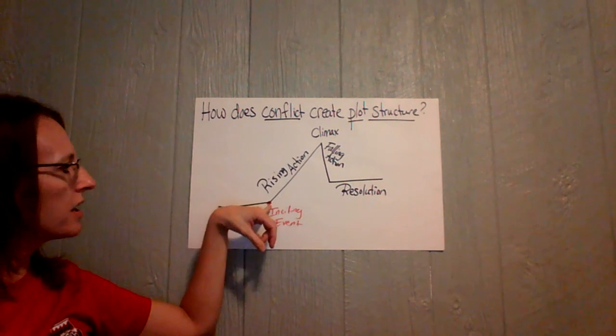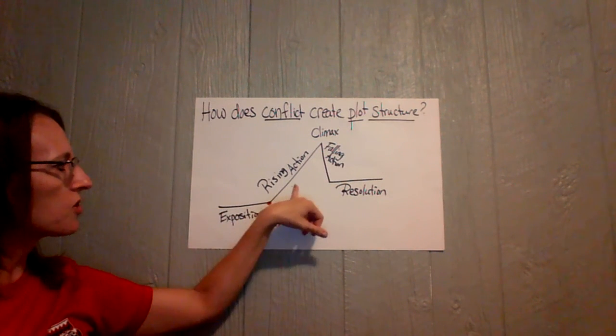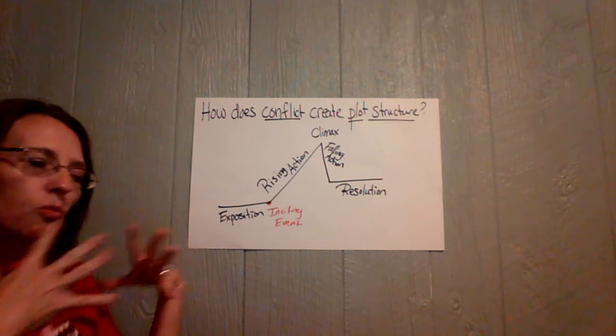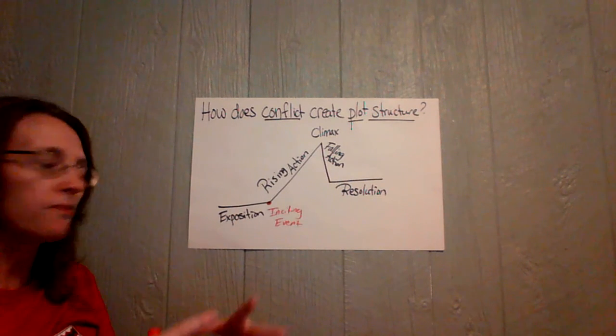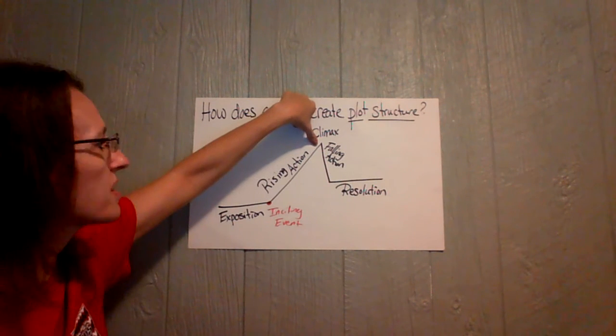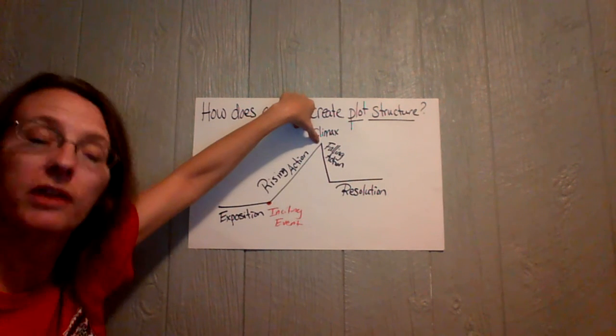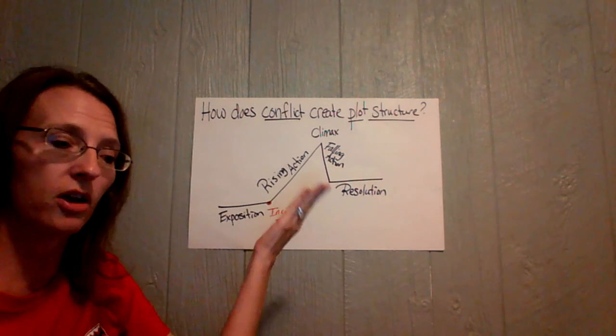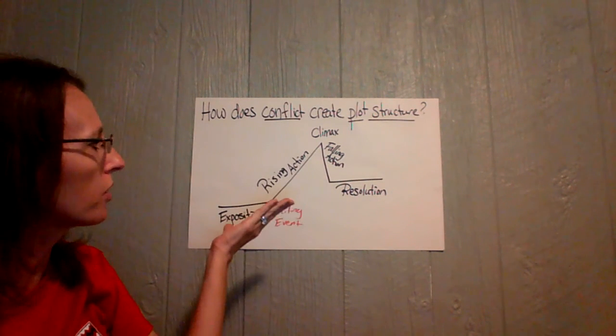As we move up the roller coaster, that motor has to work a little bit harder. That conflict worsens with each plot event until finally we reach the top of the hill. This is where the conflict is at its highest point. It can't get any worse than this. We can't go any higher on that roller coaster.